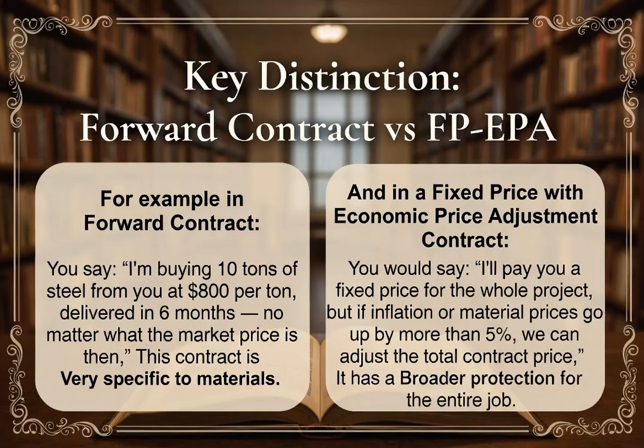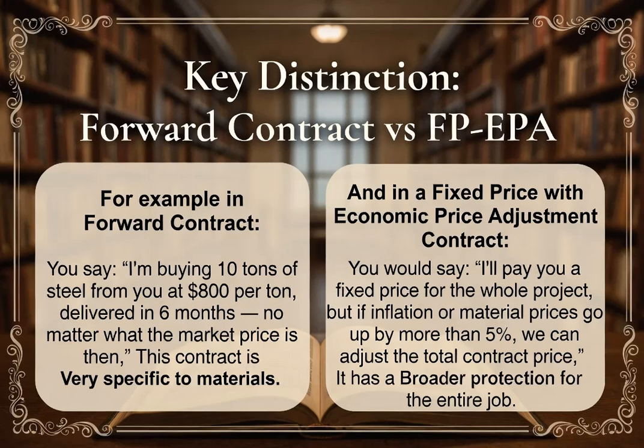Key distinction: forward contract versus fixed price with economic price adjustment contracts. The difference between a forward contract and a fixed price with economic price adjustment contract is: a forward contract locks in the price of specific materials, for example, steel or lumber, for future delivery. It protects against big swings in raw material costs.